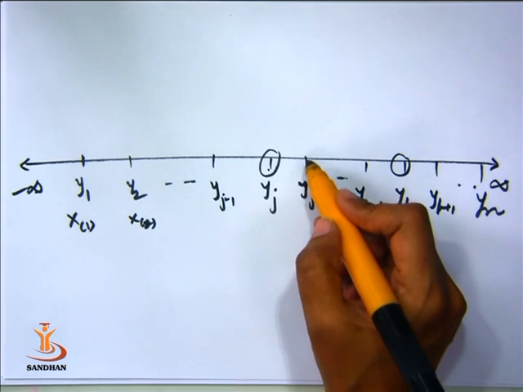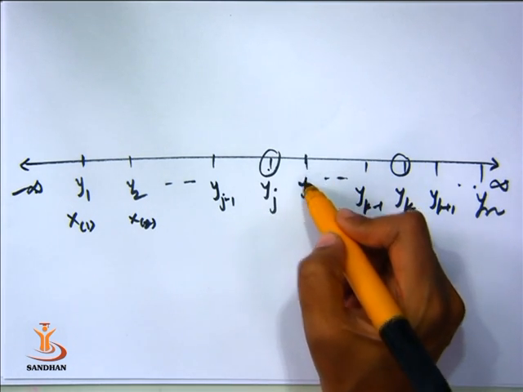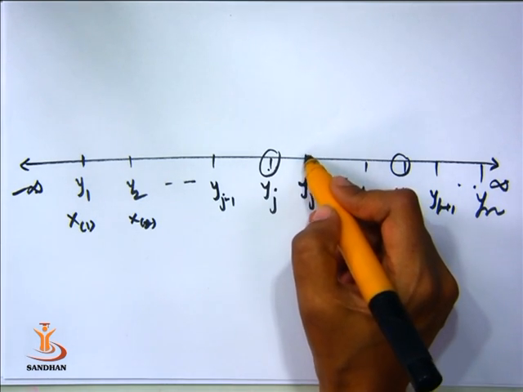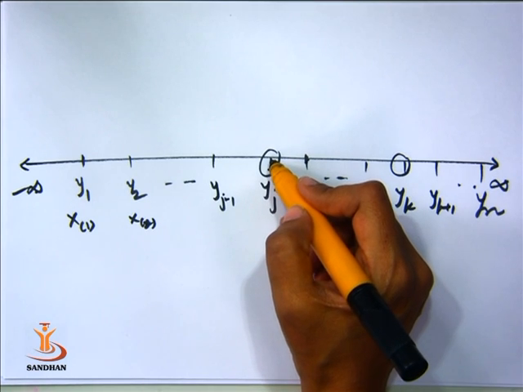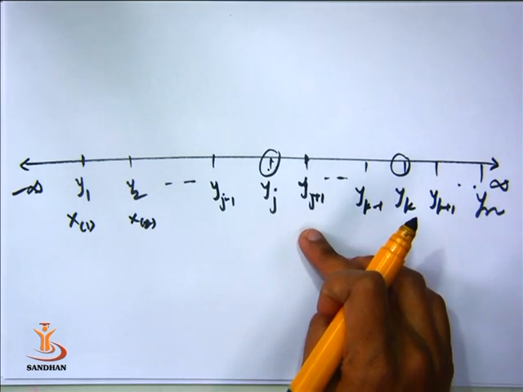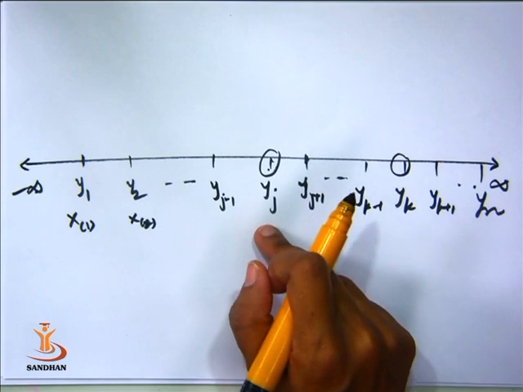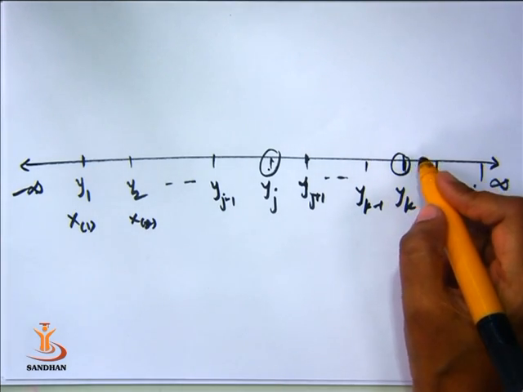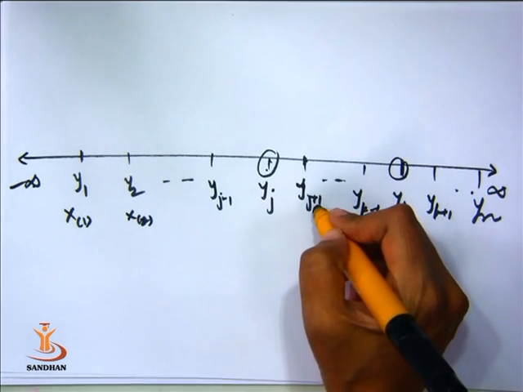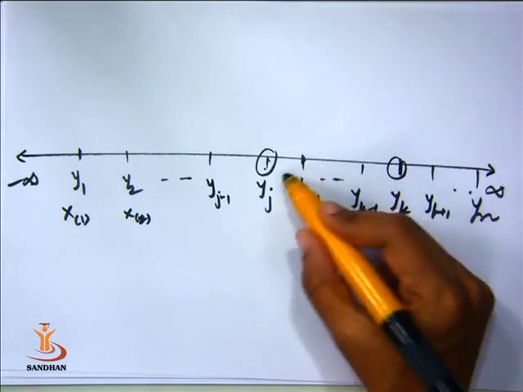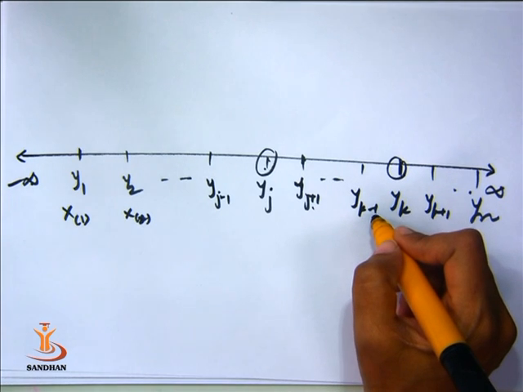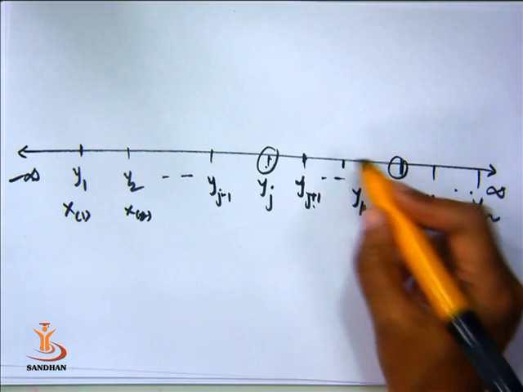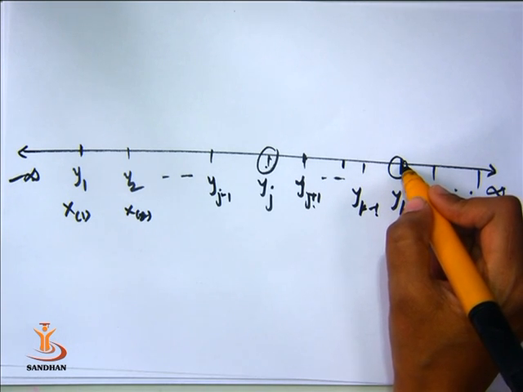Similarly, when you consider yj plus 1, it must be greater than the jth order statistic. So the range for yj plus 1 will be from yj up to, and again it should be smaller than yk. It cannot exceed yk. So yj plus 1 should vary from yj up to yk, anywhere between that. Similarly, yk minus 1 will be from the previous one, yk minus 2, but it cannot exceed yk, and so on.